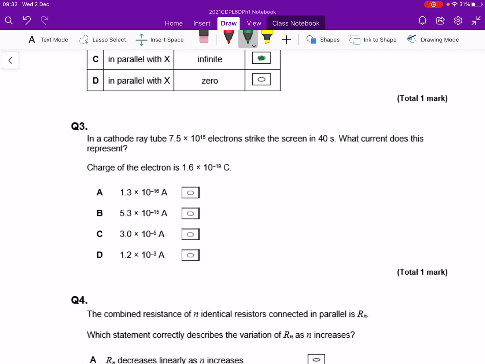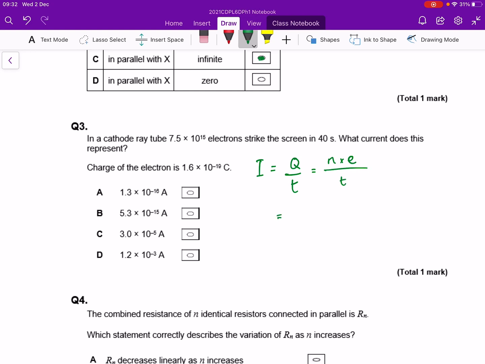Cathode ray, some number of electrons strike the screen in 40 seconds. What current is this? Well, current is defined to be the charge which flows in a certain amount of time. So the total charge that's going to flow is the number of electrons times the charge on, let's say, one electron, which is e, normally the symbol we give to that, over some time.